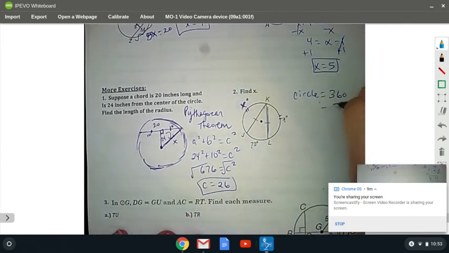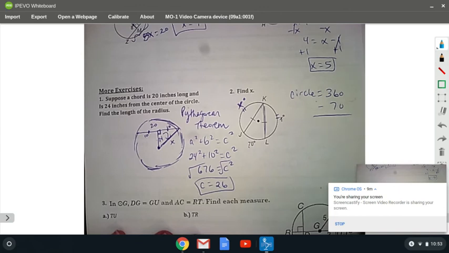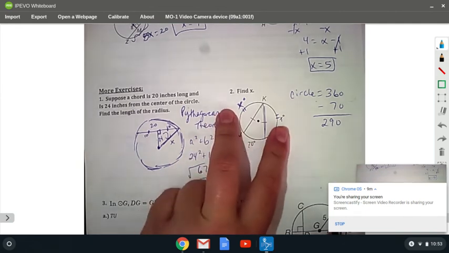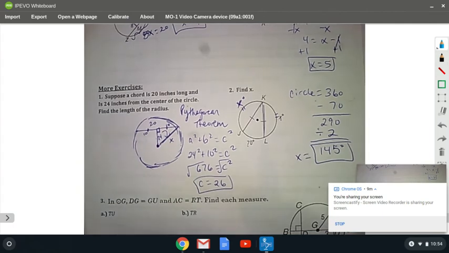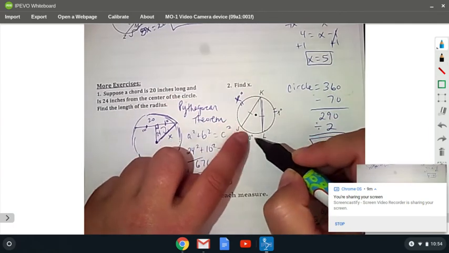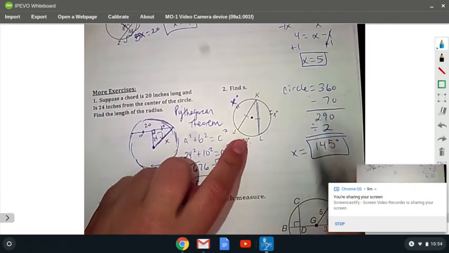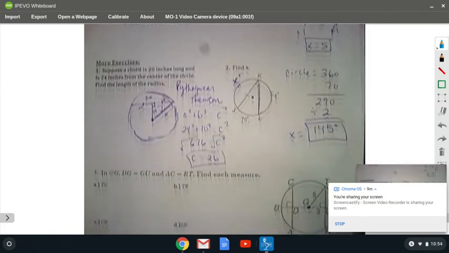equals 360. So let's take away that 70 from 360, and we're left with 290. We need to split that 290 into two equal parts. So now let's just divide that 290 by 2, and we will get 145. Okay, so these are two equal parts. You have 70. All three should add to 360.